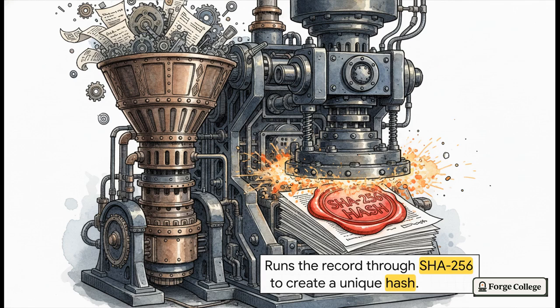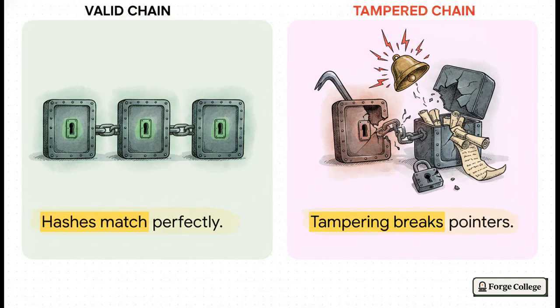Think of SHA-256 like an industrial-strength wax seal. It securely binds all this information together into a totally unique, fixed-length string of characters. If you go in and change even a single comma in the data, the entire hash changes completely. And the absolutely crucial point here lies in that previous hash. In a valid chain, every block's prev hash perfectly matches the actual hash of the block before it.